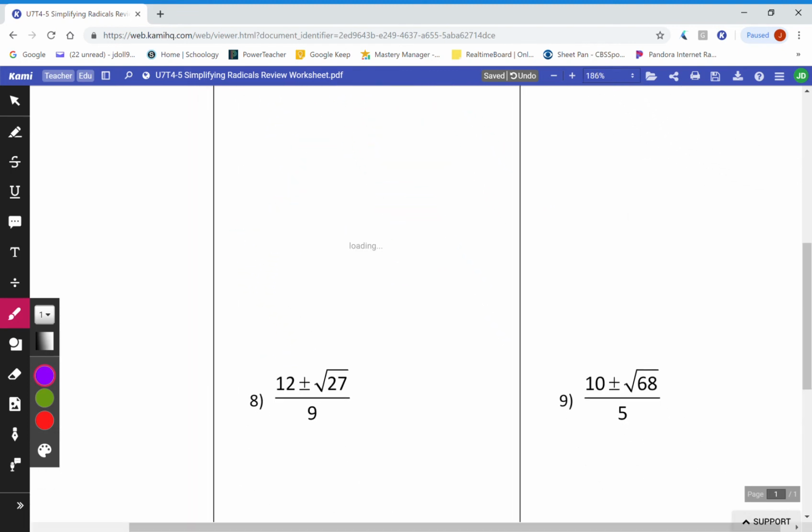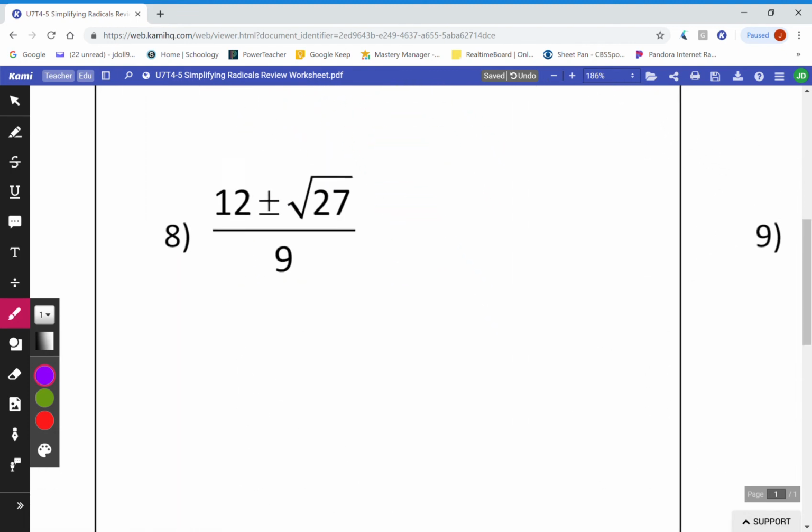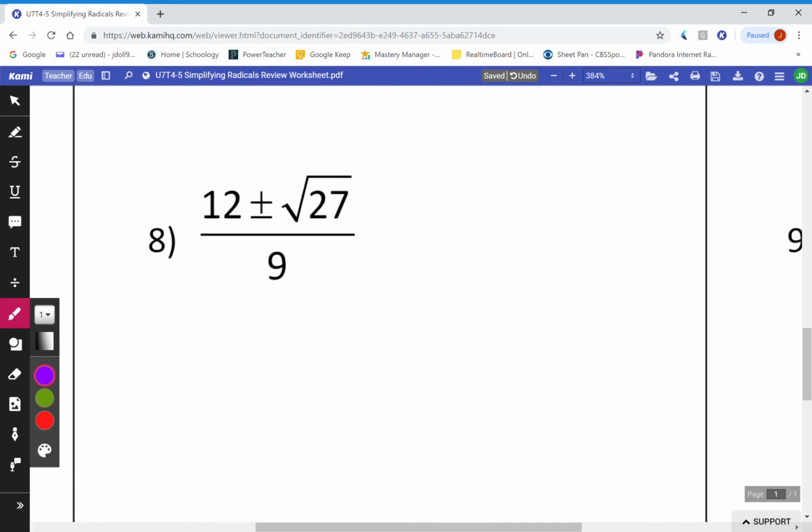All right, so let's look at one now where there are more pieces to the expression outside of the radical right from the start here. Let's just look at number 8. We'll go right down the middle here. So in 8, currently there's absolutely nothing you can do as it is written. We have 12 plus or minus square root of 27 over 9.